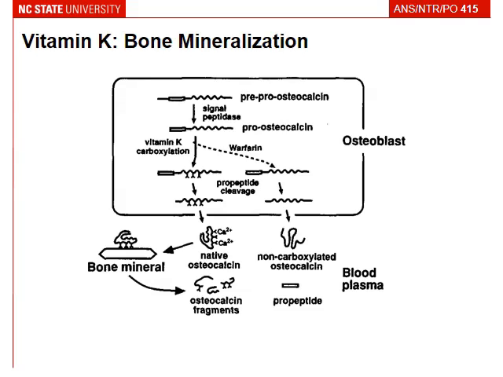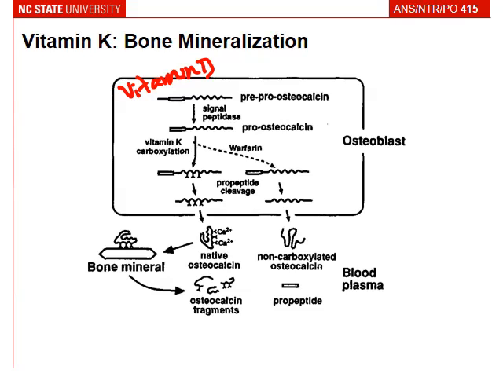And the expression of this is actually controlled by vitamin D. So vitamin D is controlling this. So this is one of the ways that vitamin D is controlling bone density also. So we have our signal peptidase that's going to end up converting pre-pro osteocalcin to pro osteocalcin. And then we have our vitamin K carboxylation that's occurring, which is now activating our osteocalcin.